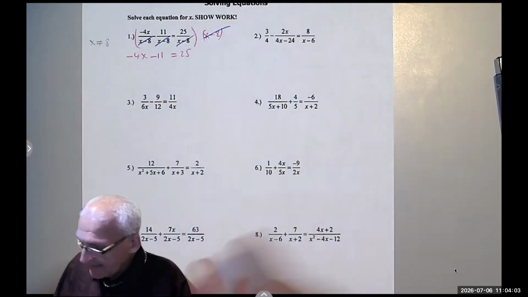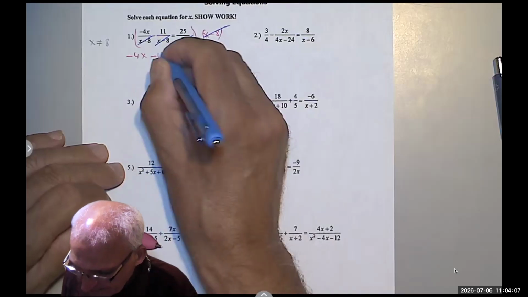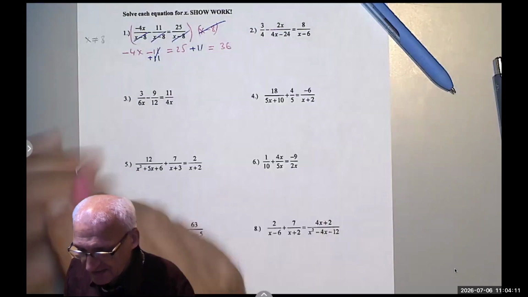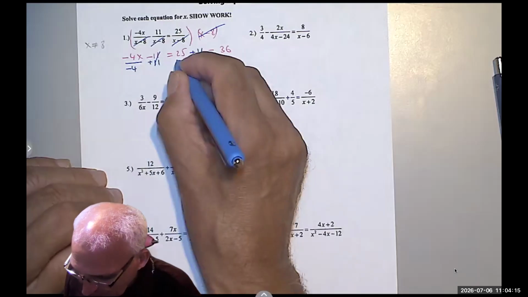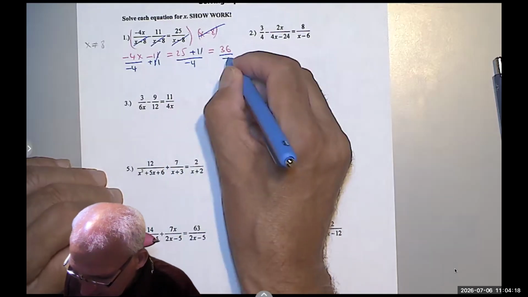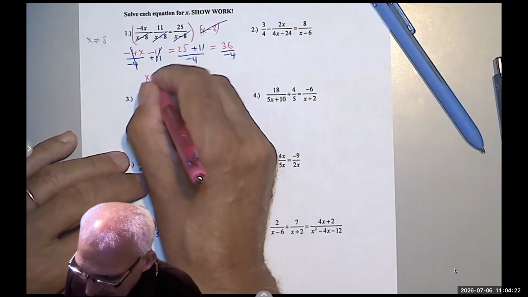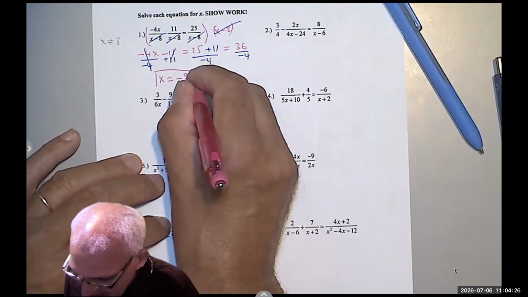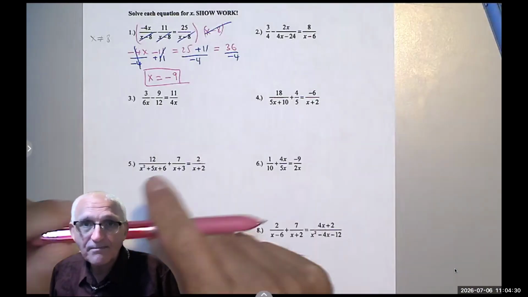Okay, so I'm going to add 11 to both sides and get negative 4x equals 36. Finally, I'm going to divide by negative 4, and I get x equals negative 9. It's not 8, so this is the answer. That was an easy one.